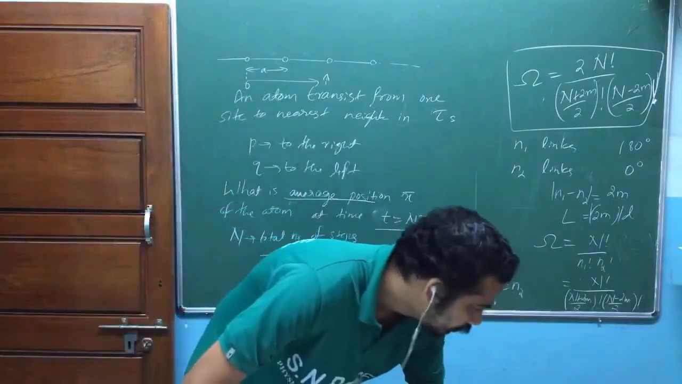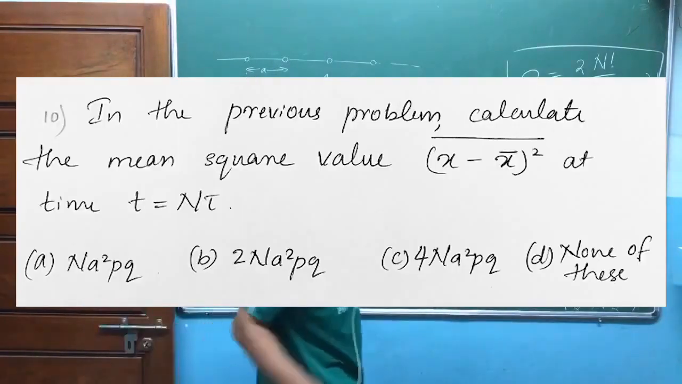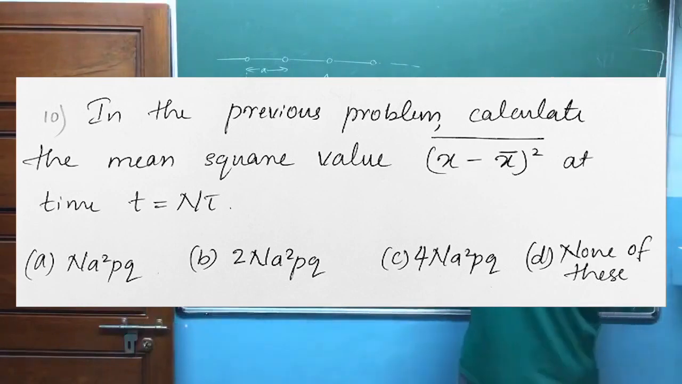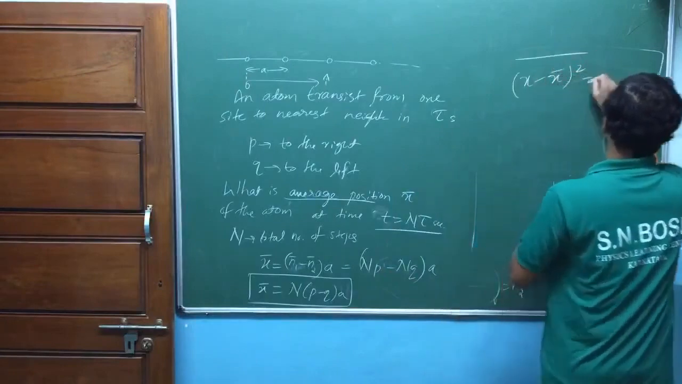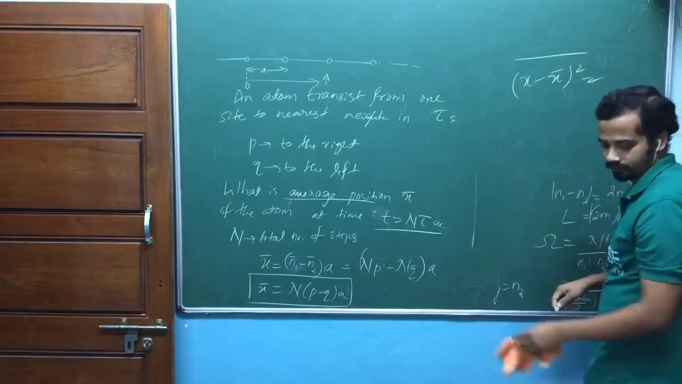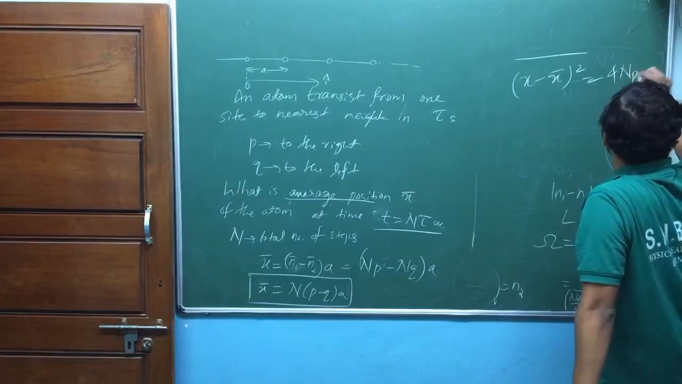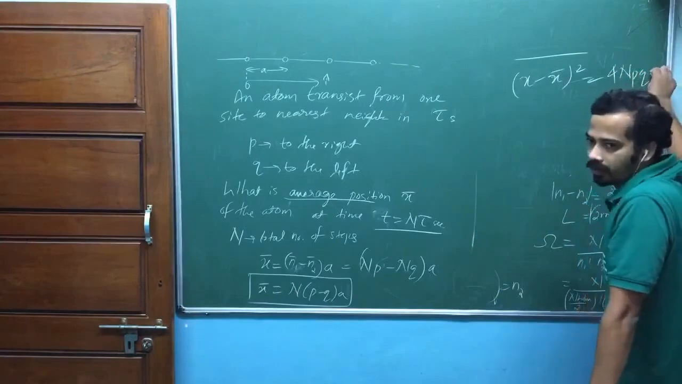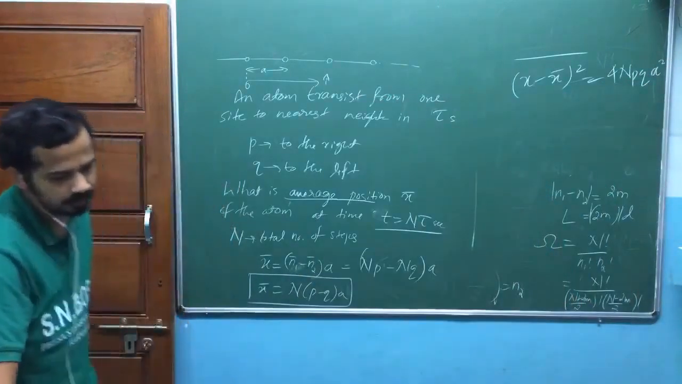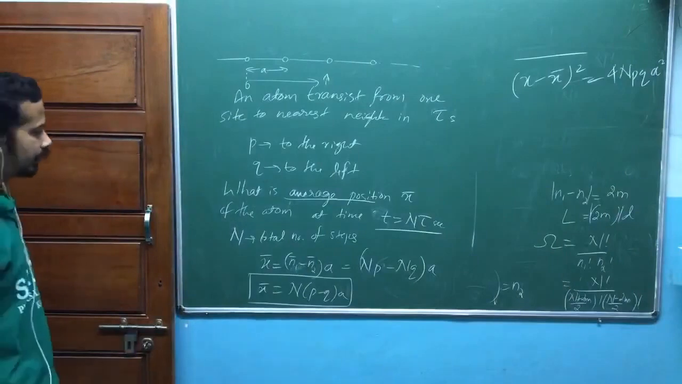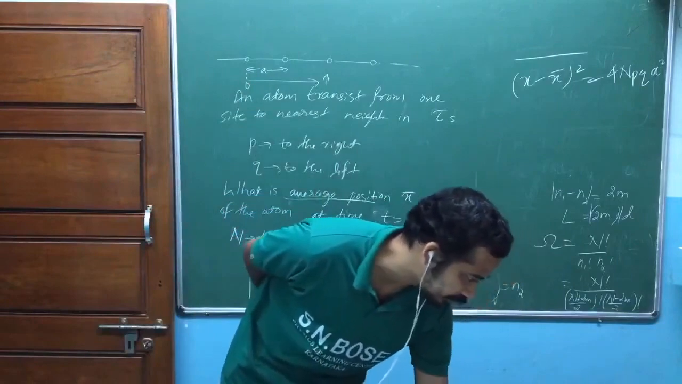Okay, yeah. Now the next question is, in the previous problem, calculate the mean square values. I think he has given x minus x mean whole square, the mean. What is this? This is the variance: 4 times npq into L square that we had. Here in place of L you have A. Again, you should take here, look at here. Initially it was at the origin. I think he hasn't mentioned it, or I haven't taken it while designing that one.